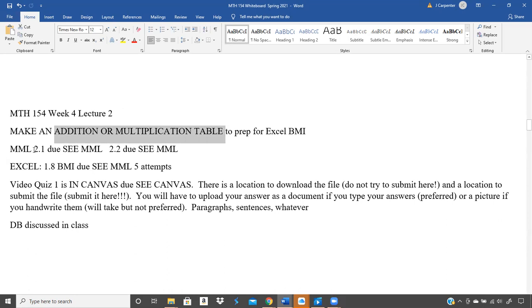Mymathlab 2.1 we finished last time, so that due date was roughly a week from then. And then 2.2 we will knock out today, so you will see that due date in Mymathlab as well. And the Excel BMI file, you'll see the due date in Mymathlab. No discussion board will be assigned today. I talk about one, but I don't ever assign anything.